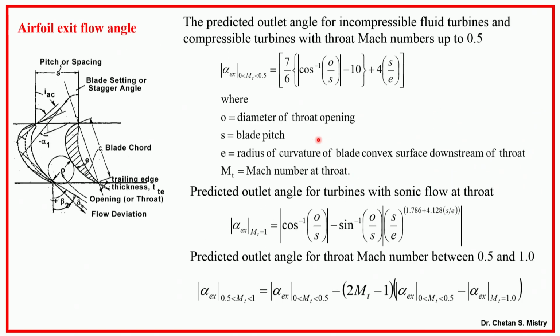My exit flow angle, as we have discussed, is decided based on my area O, or what we call the throat. Based on a lot of experimentation, people have defined, for a Mach number of 0.5, the way of calculating my exit flow angle is this. If we have sonic condition, this is my flow angle consideration, and if my flow is in the range of 0.5 to 1, this is the way we need to calculate. Here this is nothing but what we call the throat Mach number.